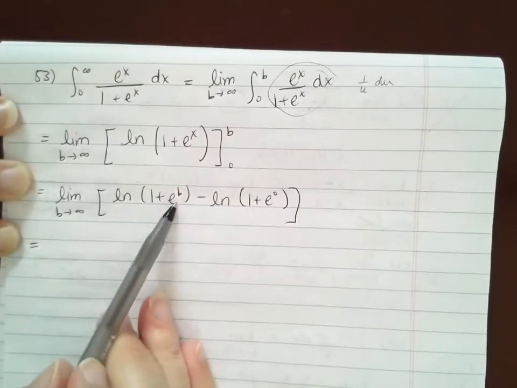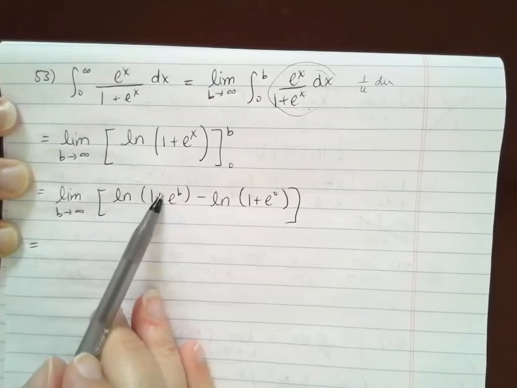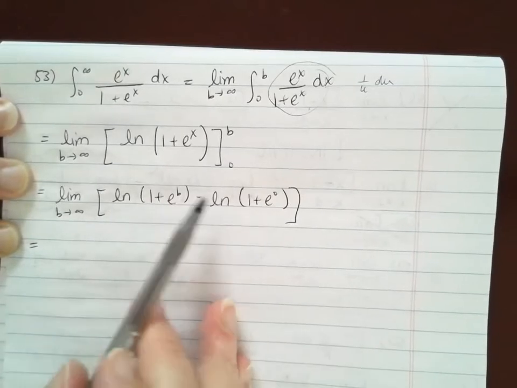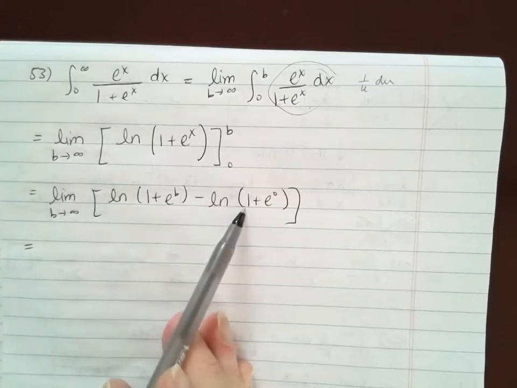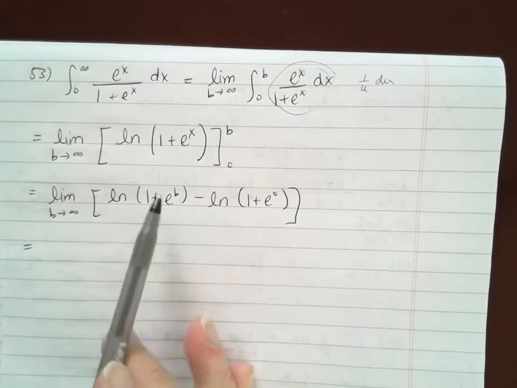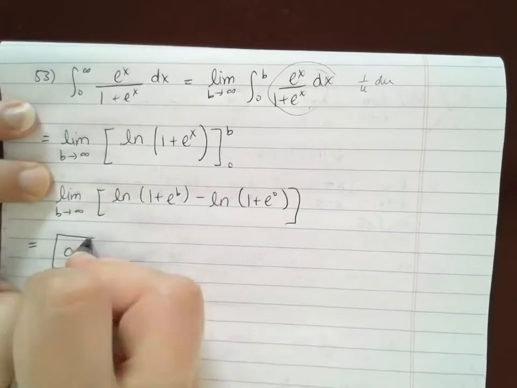If this is growing toward infinity, then the natural log of it is also growing toward infinity. If this is 1, then it's minus the natural log of 2. The natural log of 2 is almost completely irrelevant when compared to infinity. So the final answer is infinity.